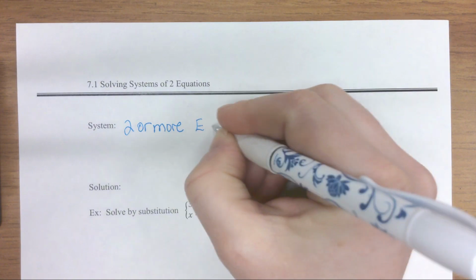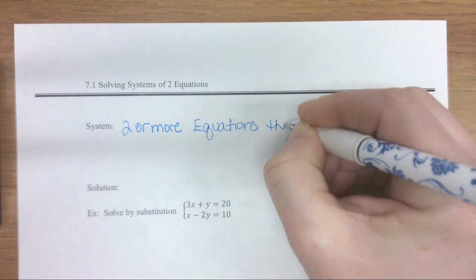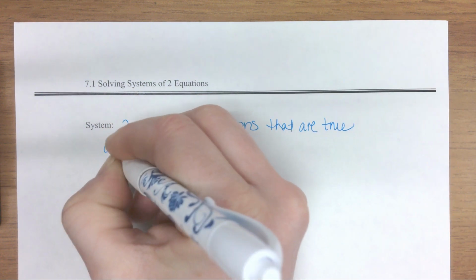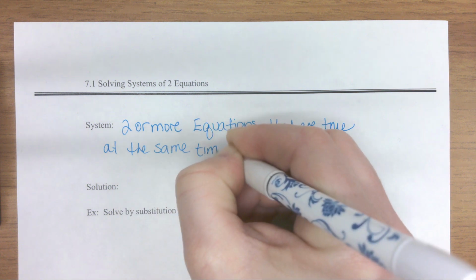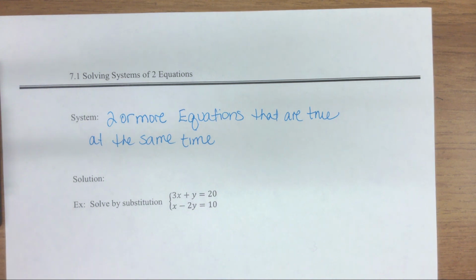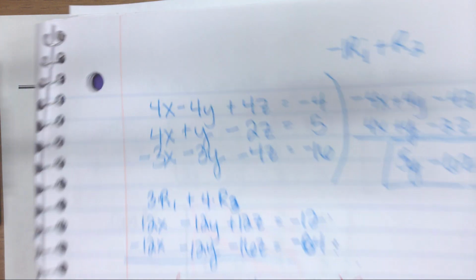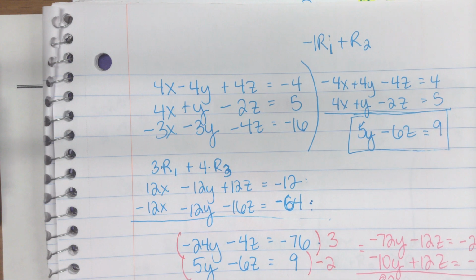A system of equations is two or more equations that are true at the same time. The reason I say two or more is because after break, we will talk about solving systems of three equations, which is where you do elimination twice. It's kind of cool.